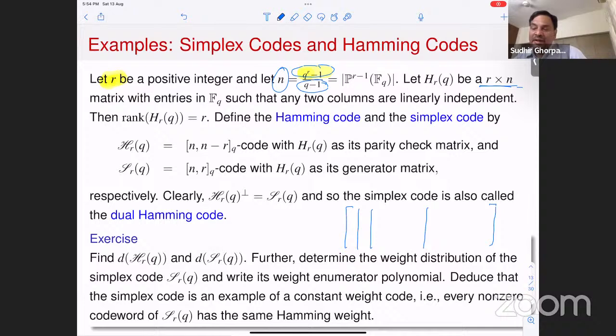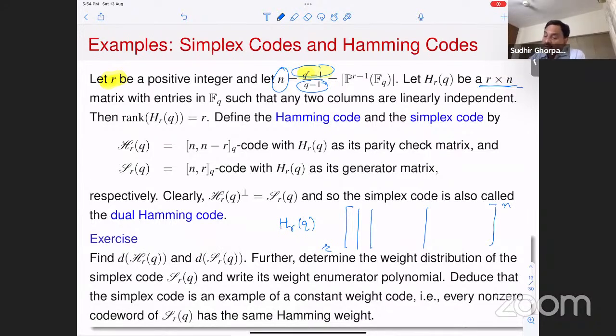Okay. So I write down an r cross n matrix so that no two columns are multiples of each other. In other words, they are linearly independent. They are all non-zero and none of them is a multiple of another. That means any two columns are linearly independent. Okay, so call that matrix H_r^q. So this is H_r^q, r cross n. So for any positive integer r, I can write down such a matrix.